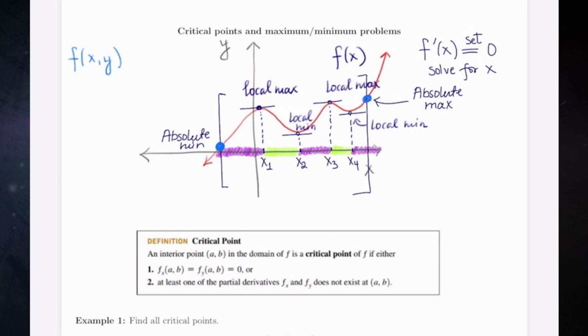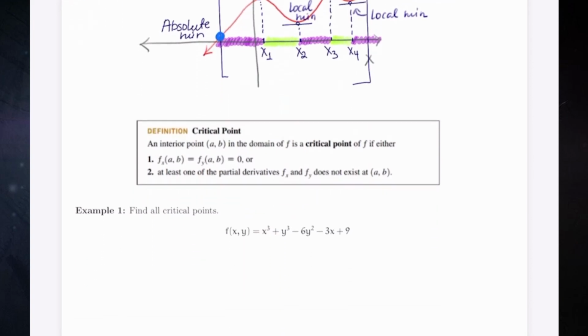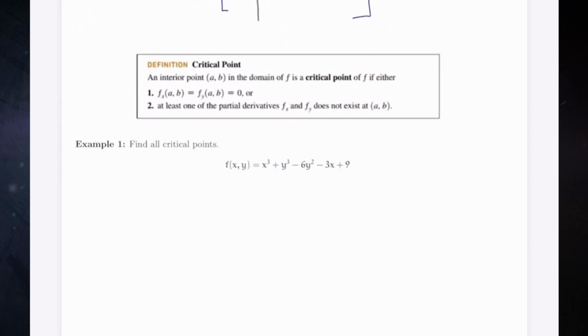And I'm gonna discuss 3 examples total. And then in the next video, we will extend that idea to the bounded portion of the domain, okay? So what is that going to look like for a function of 2 variables? All right, let's go ahead and take a look at the definition of critical points. So for a function of 2 variables, we say a critical point is a point where one of these is true.